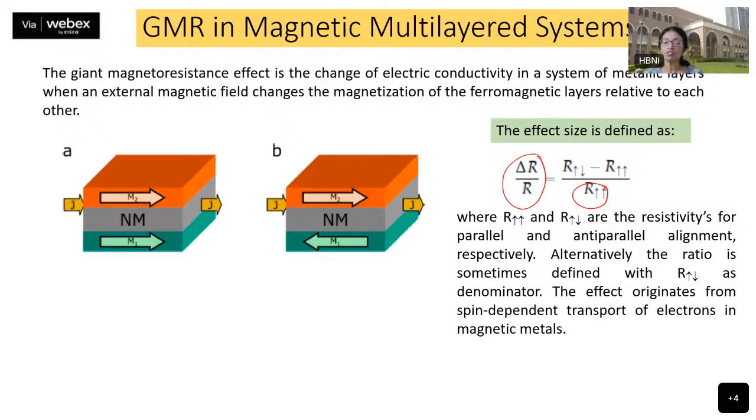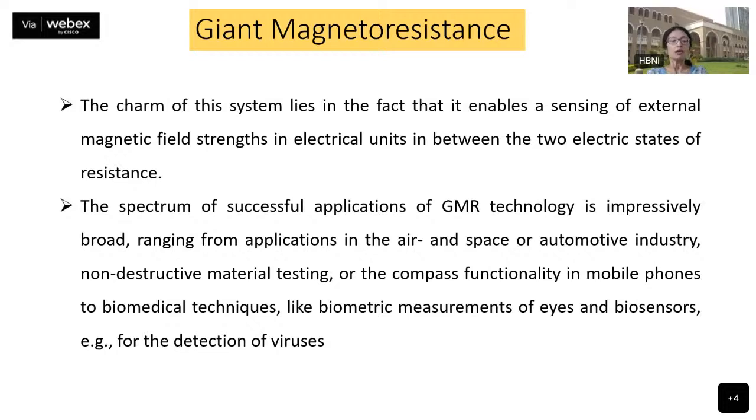And this effect originates from the spin-dependent transport of electrons in the magnetic material. What I exactly mean by this spin-dependent transport is what I am going to discuss. Now the charm of this system lies in the fact that it enables sensing of the external magnetic field strength in electrical units, in between the two electric states of resistance. So you have two electric states of resistance, and giant magnetoresistance gives you a method of sensing the external magnetic field strength, which is discussed in electrical units.